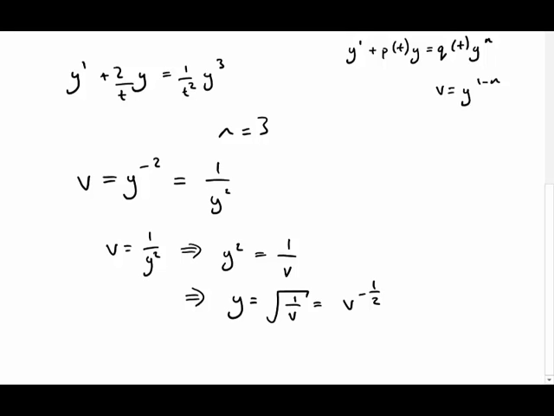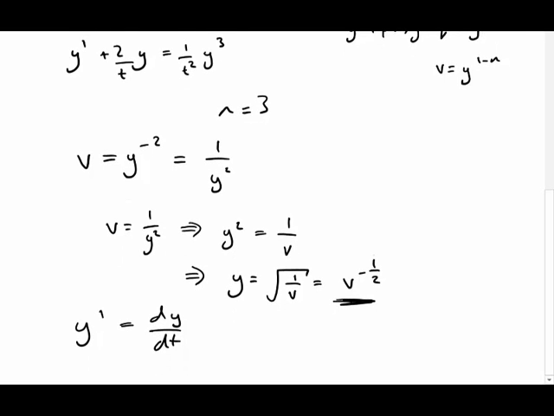Because notice that I want to basically try and make a substitution for this highest power. It's the highest derivative, which is 1. So I want to make a substitution for the first derivative of y, so y dash, which I'm just going to write as dy by dt. Well, I can do that because I've introduced a new variable for y.